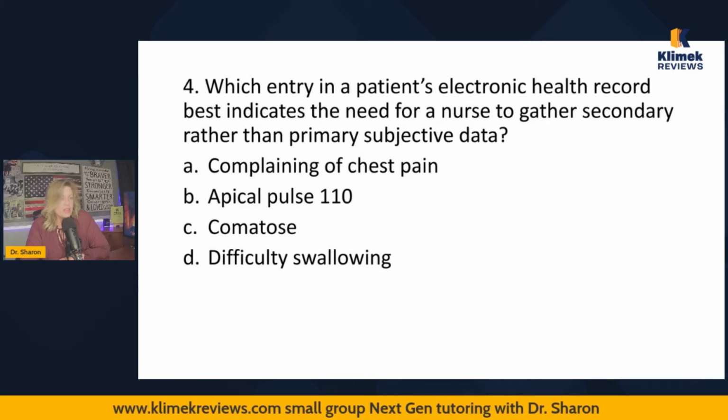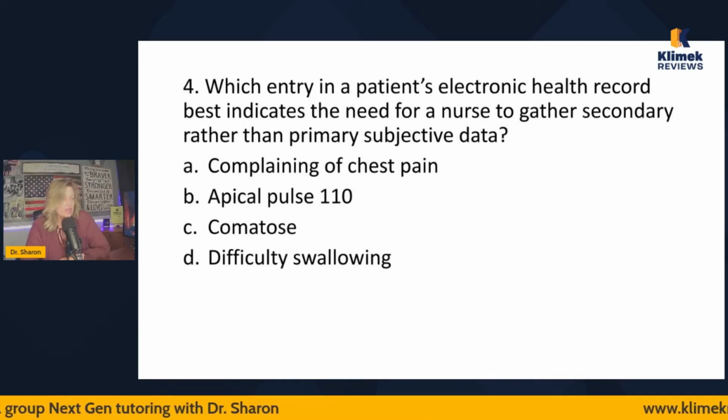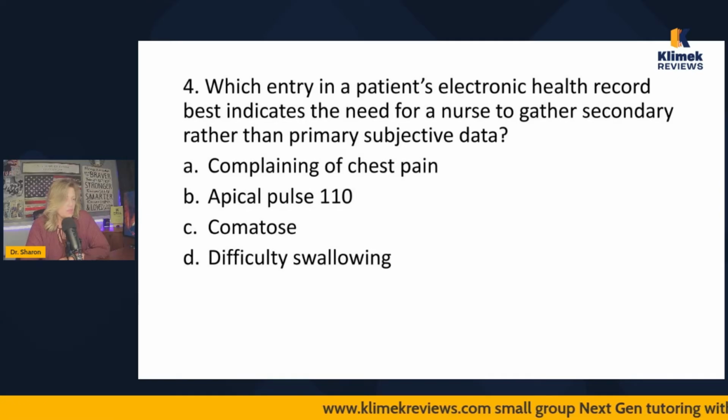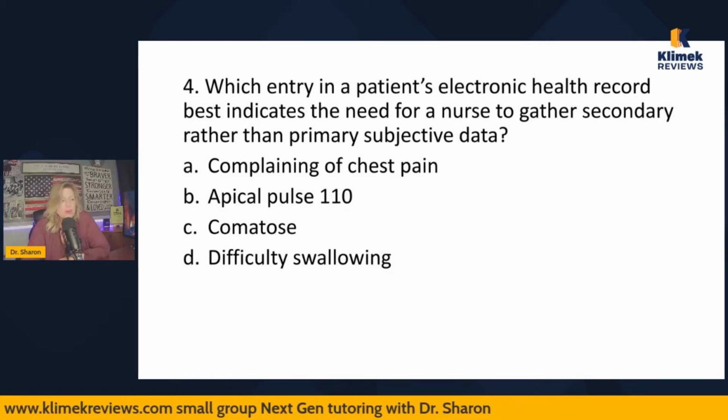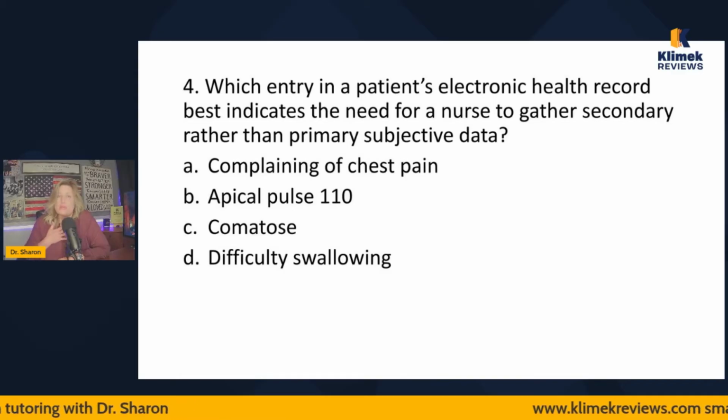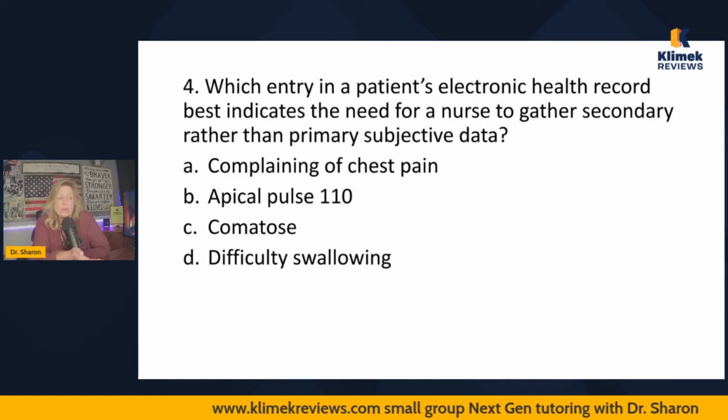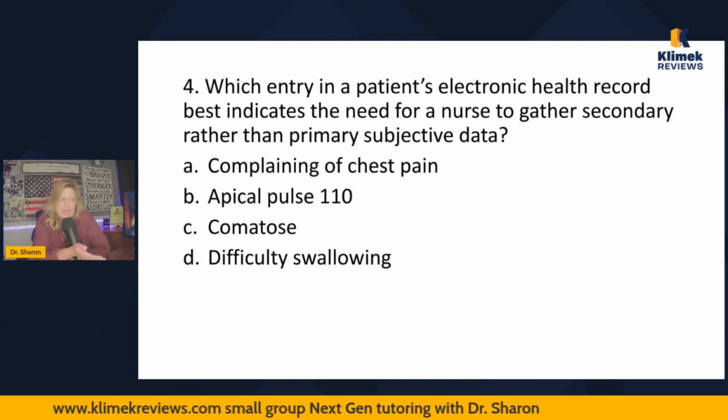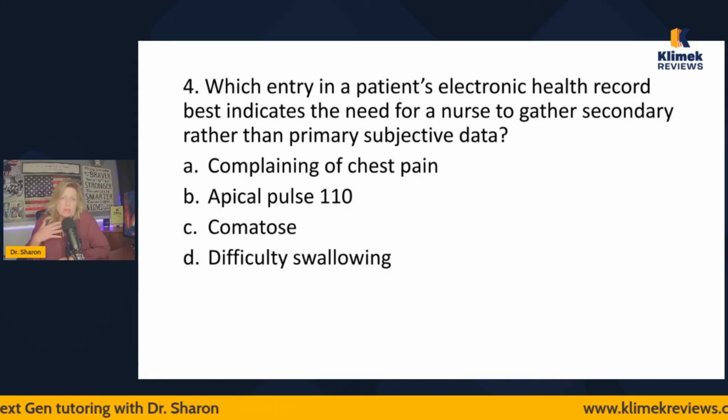Which entry in a patient's EHR best indicates the need for a nurse to gather secondary rather than primary subjective data? Complaining of chest pain, apical pulse 110, comatose, or difficulty swallowing. Now, I put this one in here not because it's so hard, but because you have to know the difference between primary and secondary subjective data. Subjective data is what I tell you. Okay. Objective data is things I assess independent of what you tell me. So like the apical pulse of 110 is objective data. Complaining of chest pain is subjective data. Okay. So that's subjective and objective. That's not secondary and primary.